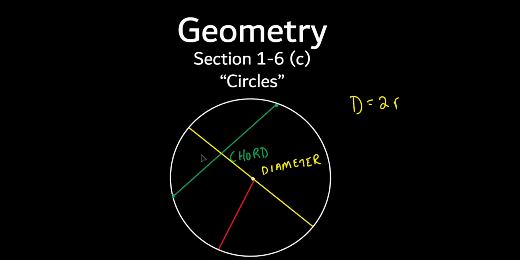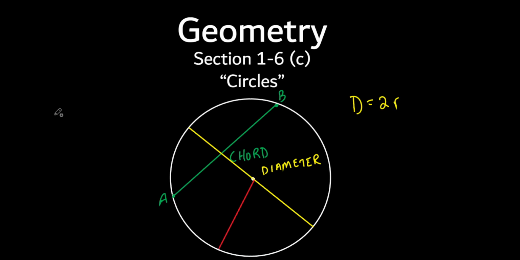Let's do a chord. So when I ask you for a chord, the endpoints of this thing are A and B. So what kind of figure, what kind of shape, is AB? Is it a line? Is it a ray? Is it a line segment? Is it an arc? It's a line segment, because it has two endpoints, correct?